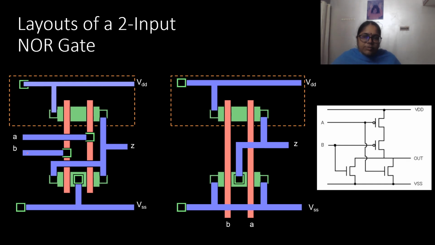Similarly, the layout of a 2-input NOR gate. What is a 2-input NOR gate? 2 NMOS transistors are in parallel, 2 PMOS transistors are in series. So these are different ways in which the circuits can be drawn. You can draw the stick diagram in any way you want.